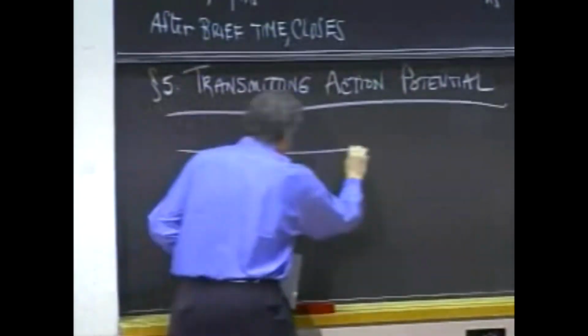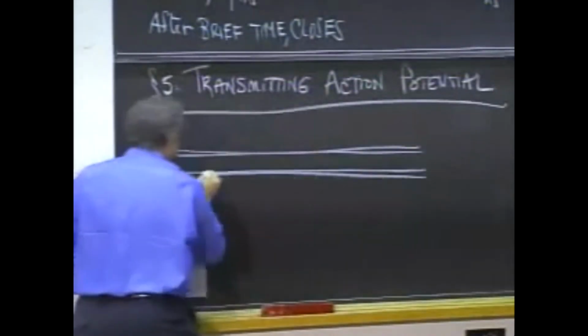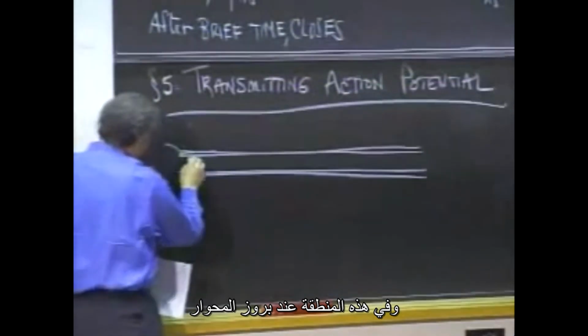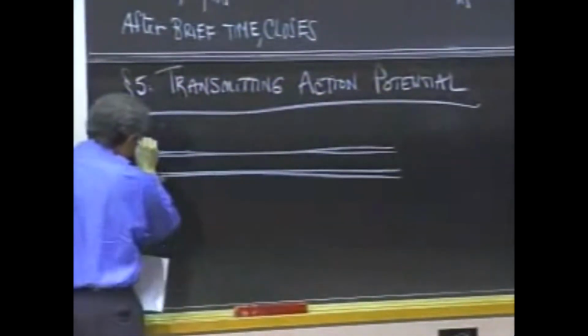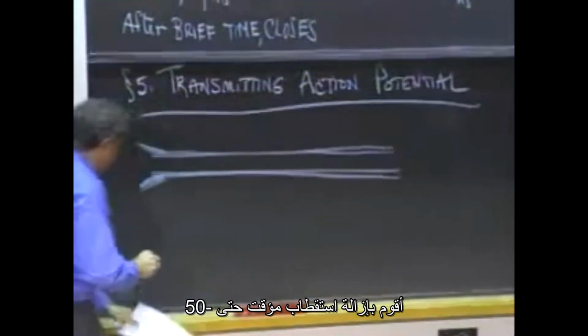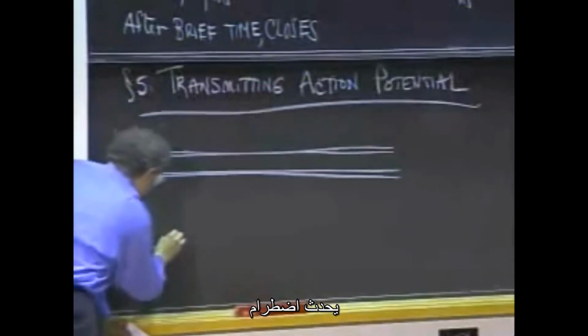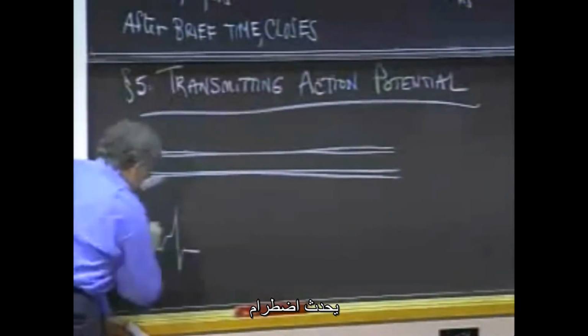Suppose I have a neuron here. And over here, at the axon hillock, I transiently depolarize to minus 50. Then I fire.